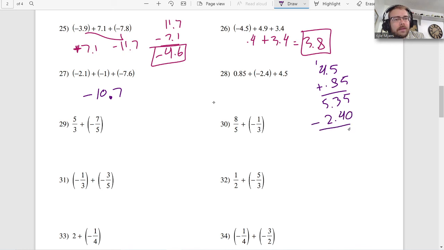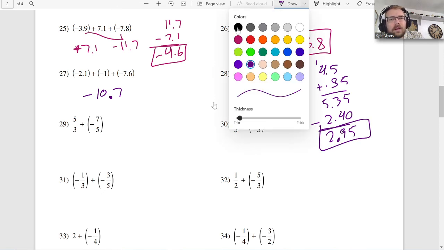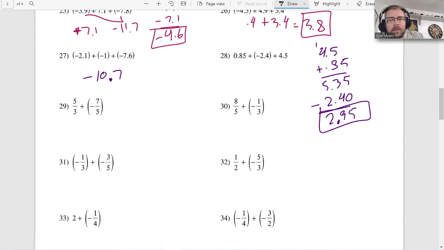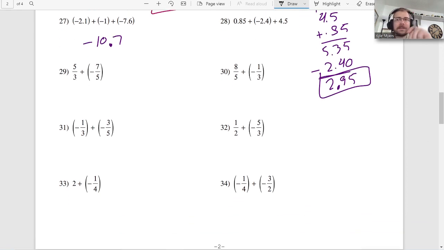There we go. Okay, so that's 5. I'd have to borrow here, so that'd be 9. And then that would have been 3, but I had to borrow, so that's 2. All right. So that's it for that. Okay. And then now we've got fractions. Man, they just put all kinds of things in this worksheet.